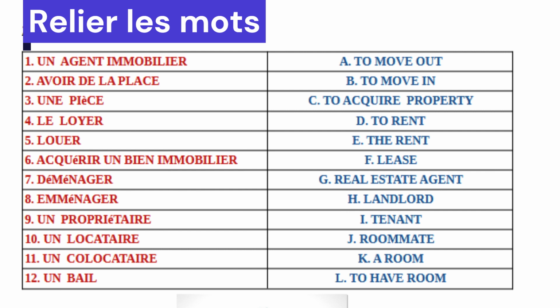2. Avoir de la place. 3. Une pièce. 4. Le loyer. 5. Louer. 6. Acquérir un bien immobilier. 7. Déménager. 8. Emménager. 9. Un propriétaire. 10. Un locataire. 11. Un colocataire. 12. Un bail.